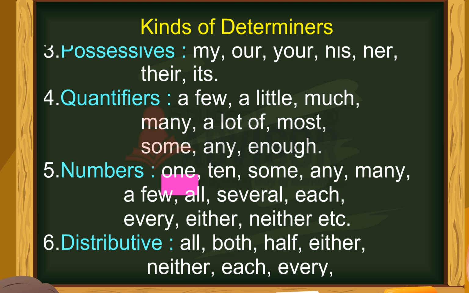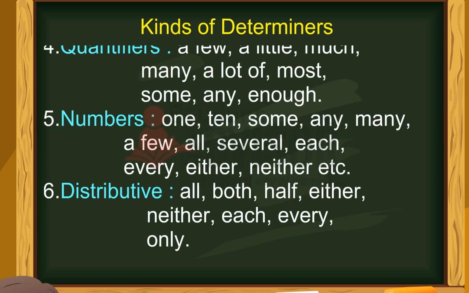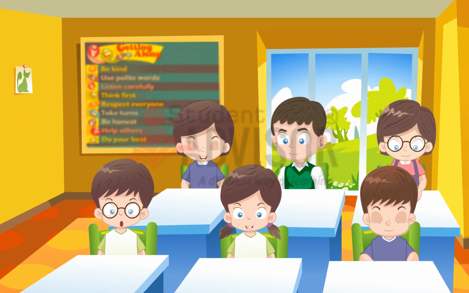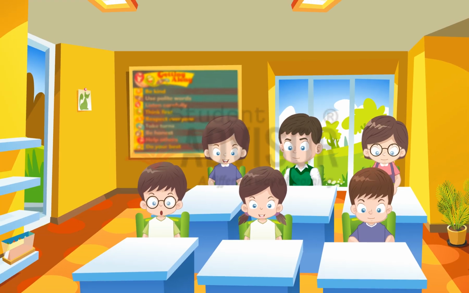Numbers: 1, 10, some, any, many, a few, all, several, each, every, either, neither, etc. Distributive: all, both, half, either, neither, each, every, only. Let's study each one by one.